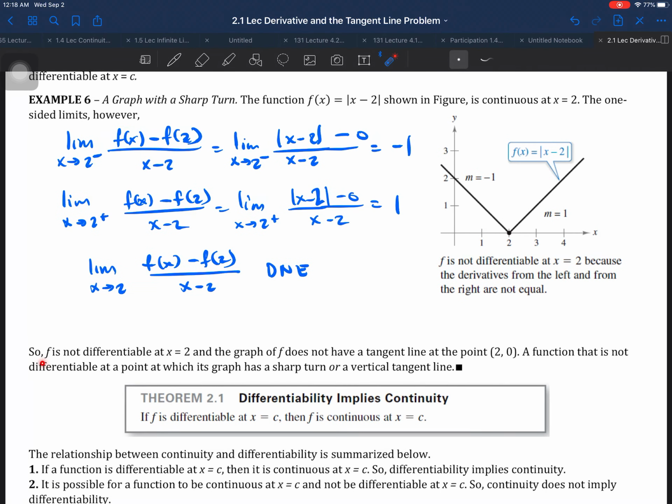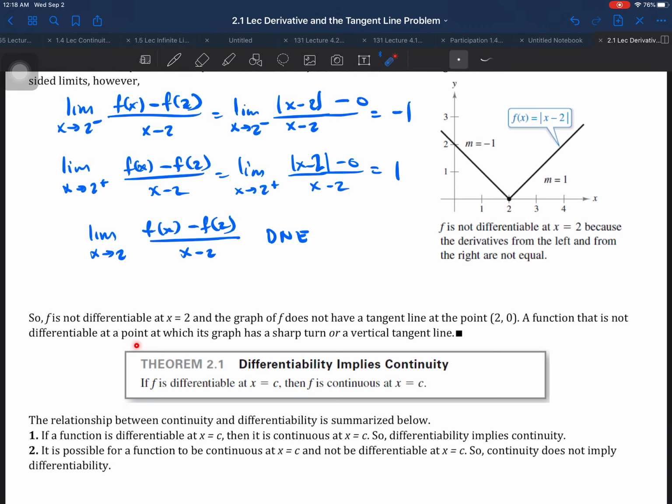So if you notice here, the function is not differentiable at x equals 2, but it is continuous, right? It is not differentiable because at that point there are two different slopes, right? One is coming this way and the other one is coming that way. So it's not differentiable at a point on the graph which is at a sharp turn or on a vertical tangent line.